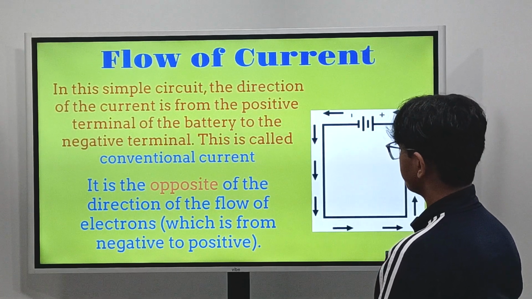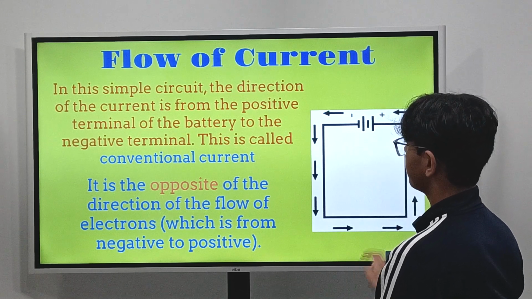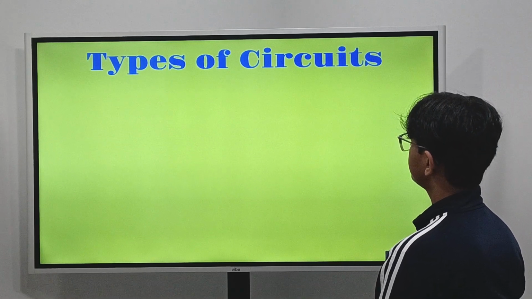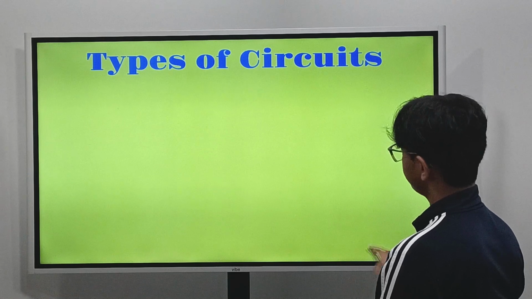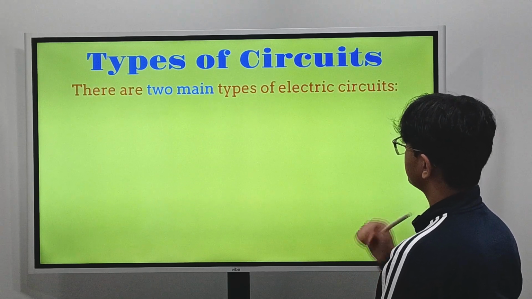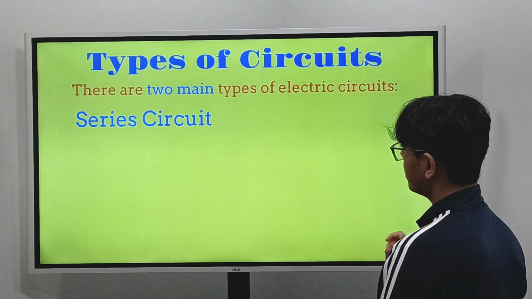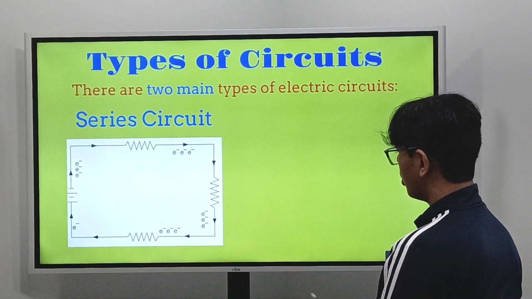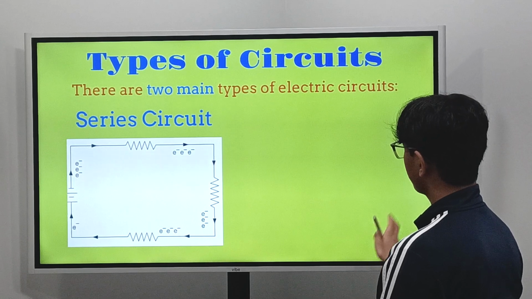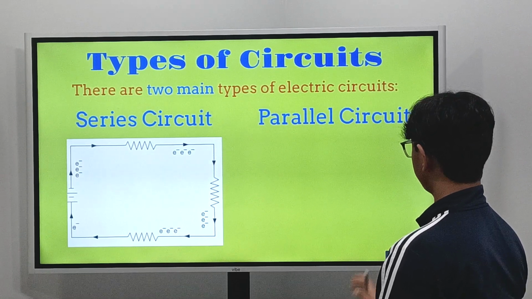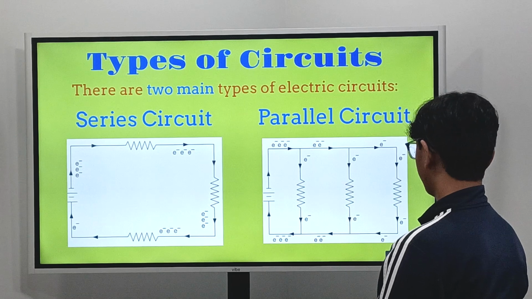And these are just 2 simple rules that we have for the flow of current. So now let's talk about the 2 types of circuits. There are 2 main types of electrical circuits, and the first one is the series circuit, and this is an example of how a series circuit looks. And the second one we have is the parallel circuit, and here's an example of the parallel circuit.